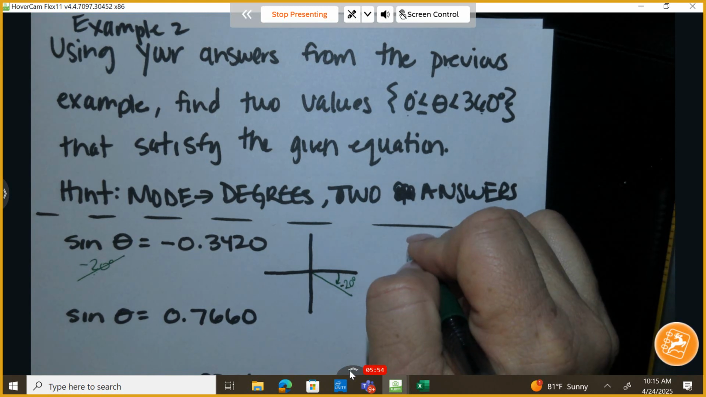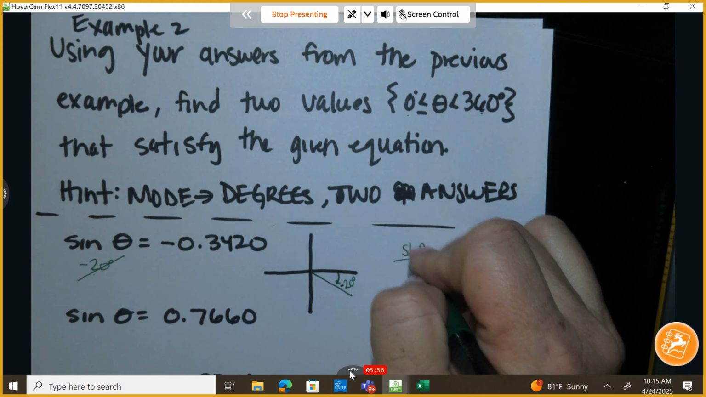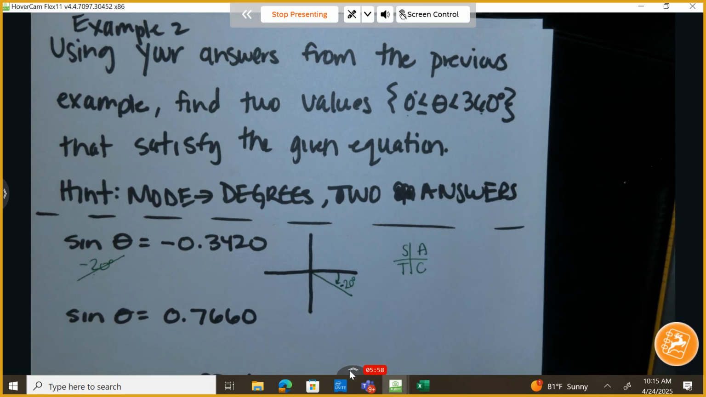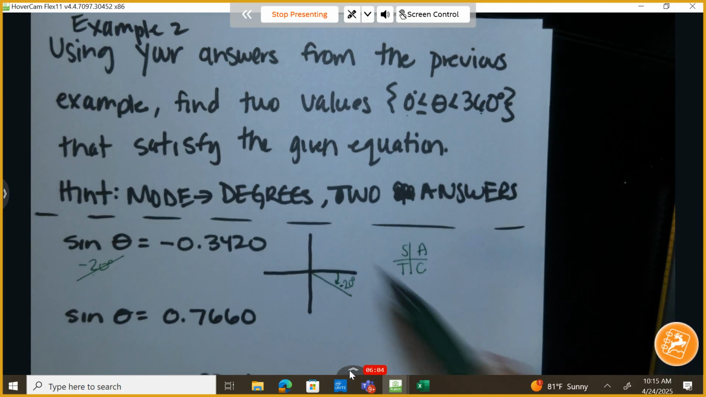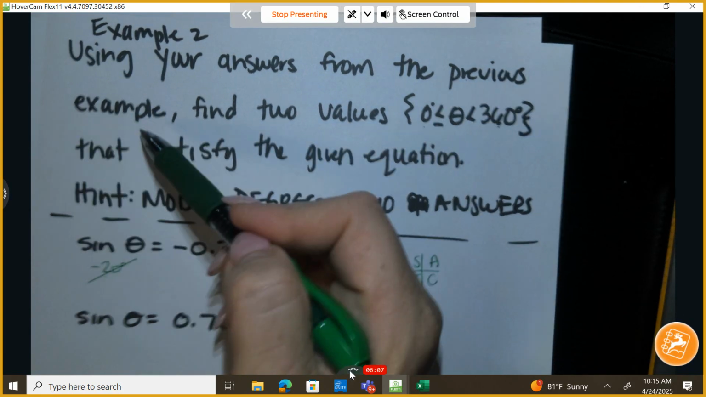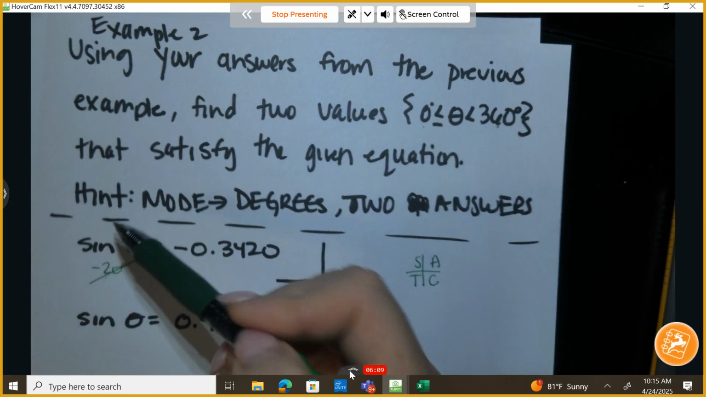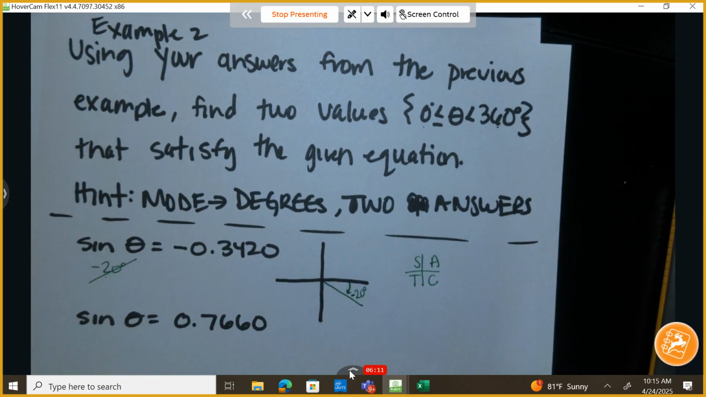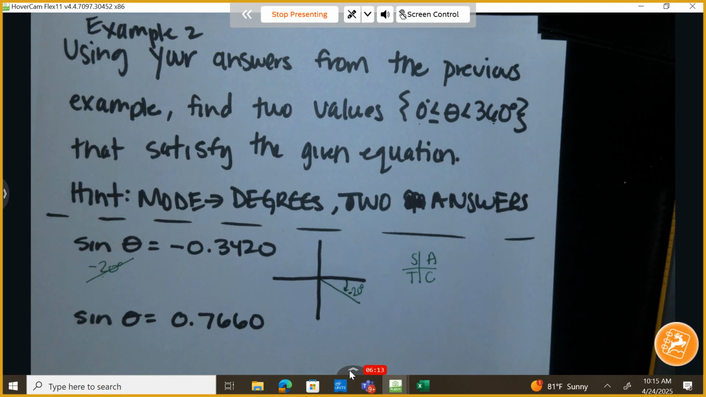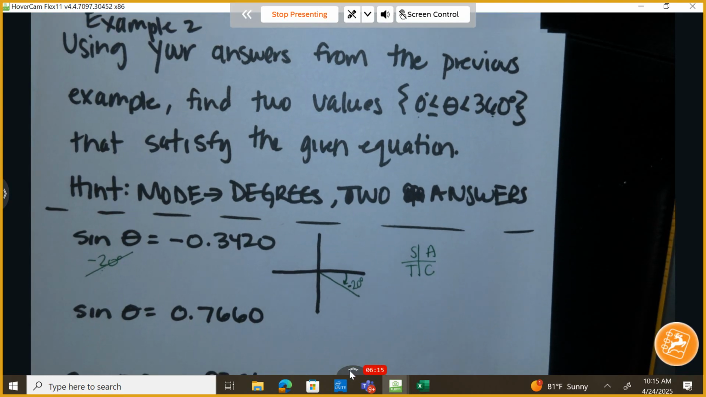Here's the next thing. I'm going to write this down. All-star trig class. I'm going to ask you, if you took a picture yesterday of the board where it said sine, cosine, tangent positive, and then over here sine positive, cosine negative, and tangent negative, if you have that on your phone, take that out. If you have it in your notes, take it out. Okay, absolutely no talking. This is intense learning.